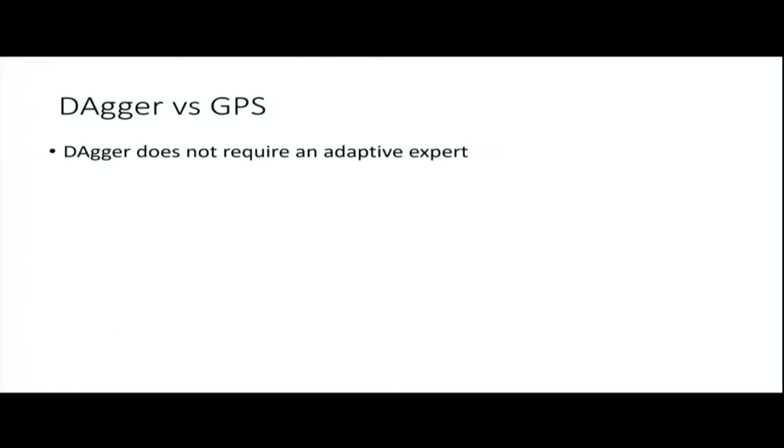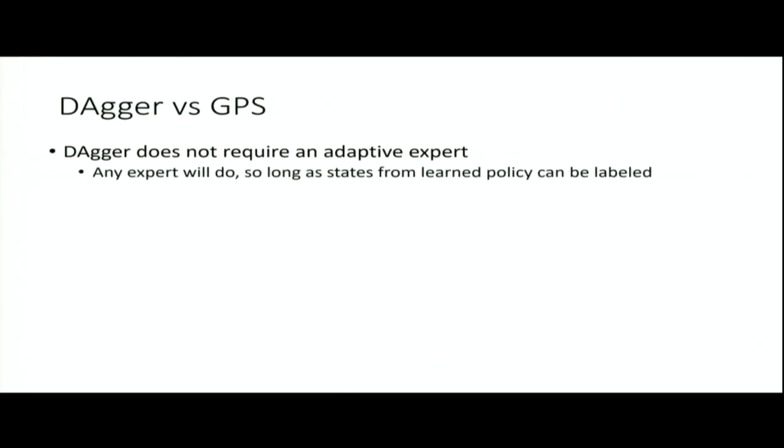Dagger does not in general require an adaptive expert. So you could use just off-the-shelf Dagger like in the Michigan paper with the Atari and Monte Carlo tree search. So any expert will do as long as states from the learned policy can be labeled. So this can be quite convenient if you have a problem where it's very difficult to do planning and maybe you have some very weird esoteric planning algorithm that you need to use there and can't easily modify its objective to be adaptive to the policy.